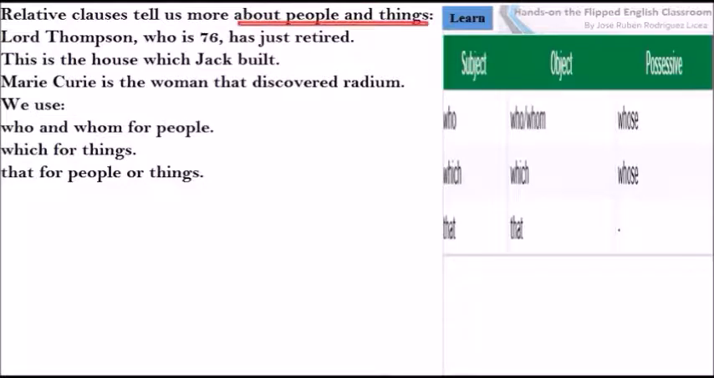Lord Thompson, who is 76, has just retired. This is the house which Jack built. Marie Curie is the woman that discovered radium. We use who and whom for people, which for things, that for people or things.